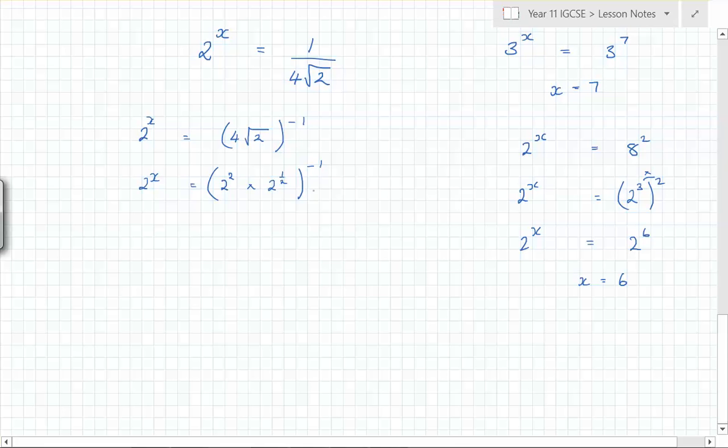Okay. Aaliyah, what would you do next? Would you use the indices laws? Yeah. So because it's like a times, you would add the pieces, so it would be 2 to the power of 2.5. 2.5, yeah. So I'm going to write 5/2, just to keep it simple. Okay, all of that is to the power of -1. Ishan, final step.